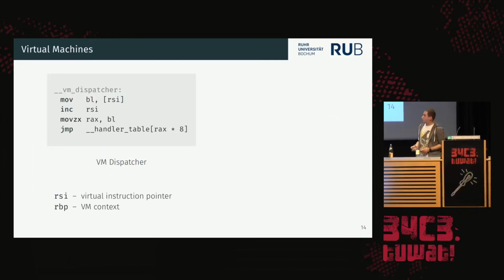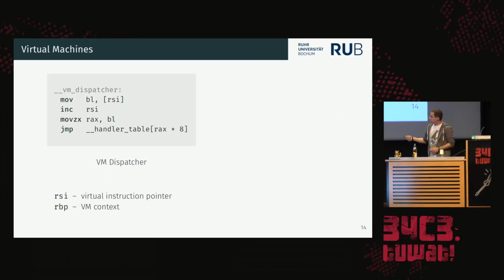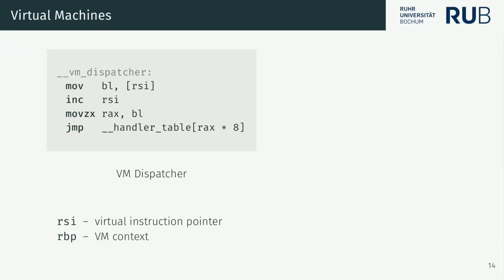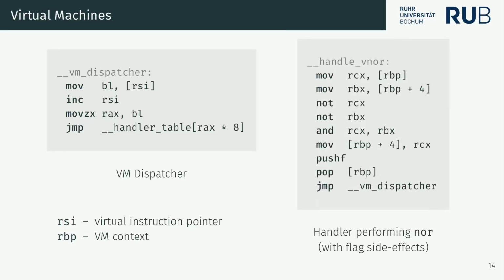Okay, taking a closer look. In RSI, we have the virtual instruction pointer, and in RBP, we got the VM context. So you see that the VM dispatcher, all it does is take 1 byte of memory, increase the instruction pointer, look up the corresponding handler and jump to it. It might jump to the no-op handler, as seen here. And as you can see, it just reads out of the virtual context, performs some semantics, and then writes values back into the context, and finally jumps back to the dispatcher to execute the next virtual instruction. Okay, so this is rather simple and easily understandable.